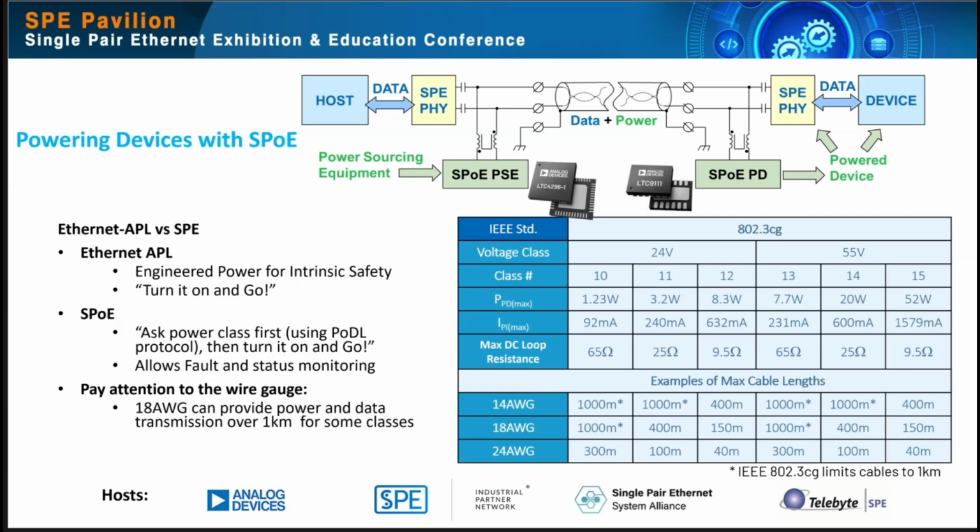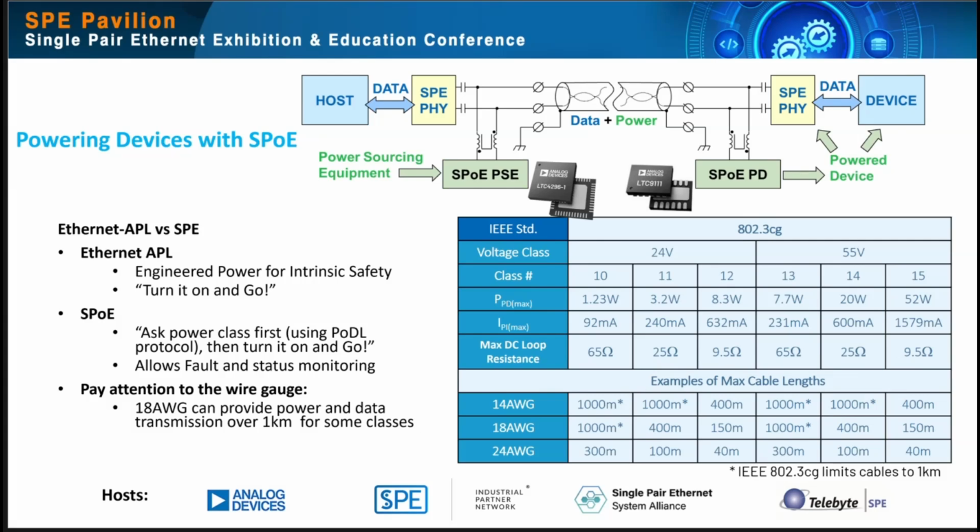One thing I like to point out is that Ethernet APL and SPoE are different things. So the power requirements are different. With Ethernet APL, you plug it in and it just works. With single pair power over Ethernet, or SPoE, sometimes called PoDL, you first classify your device at the edge node, and then you turn it on and go. And so these classifications will be different.